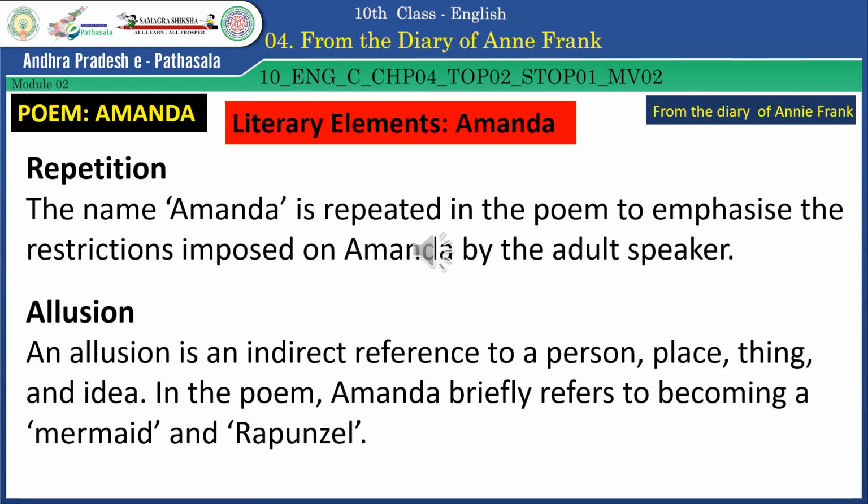Children, in the poem Amanda, the literary elements are repetition. The name Amanda is repeated in the poem to emphasize the restrictions imposed on Amanda by the adult speaker. Allusion. An allusion is an indirect reference to a person, place, thing, and idea. In the poem, Amanda briefly refers to becoming a mermaid and Rapunzel. Children, let's continue.